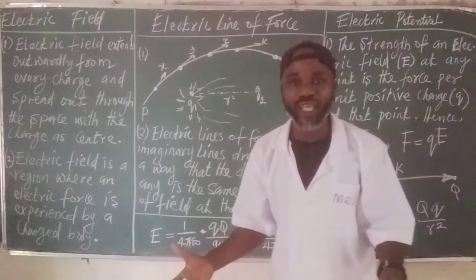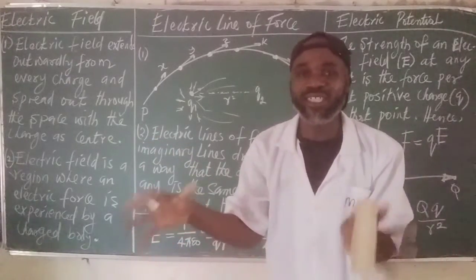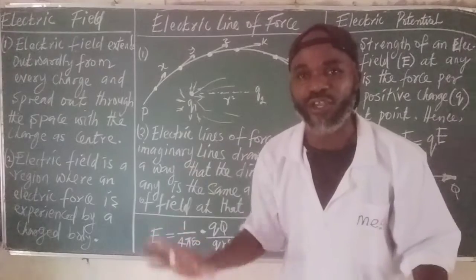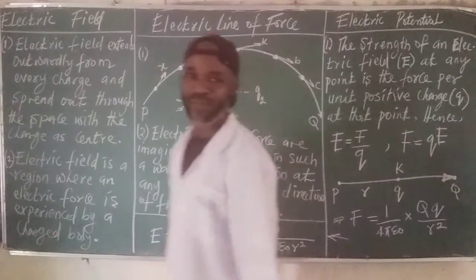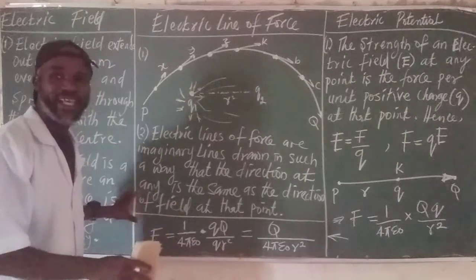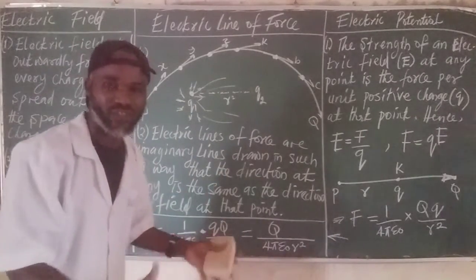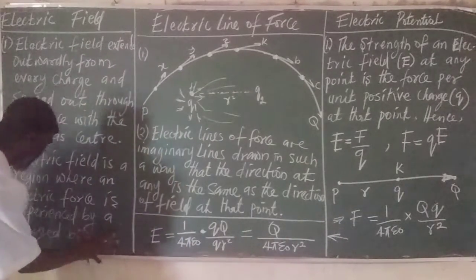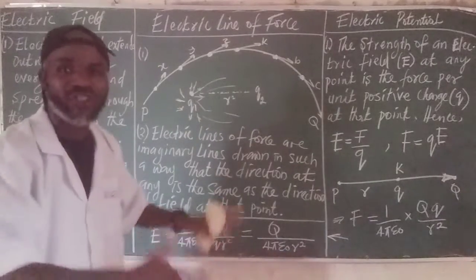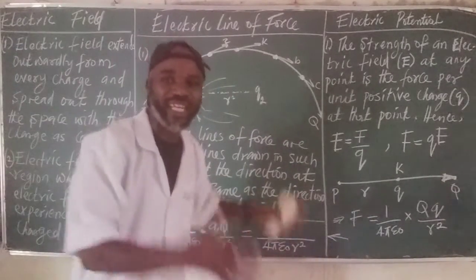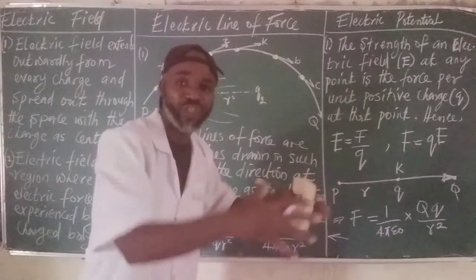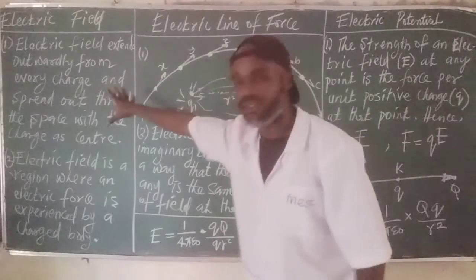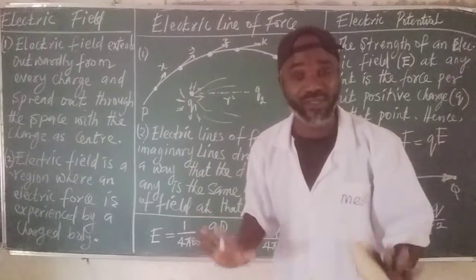Electric field is that region or that space where an electric force is experienced by a charged body. Alright? That's what happens there. Once this charged body experiences this electric force within this region, that region is filled with electric field. That is it.